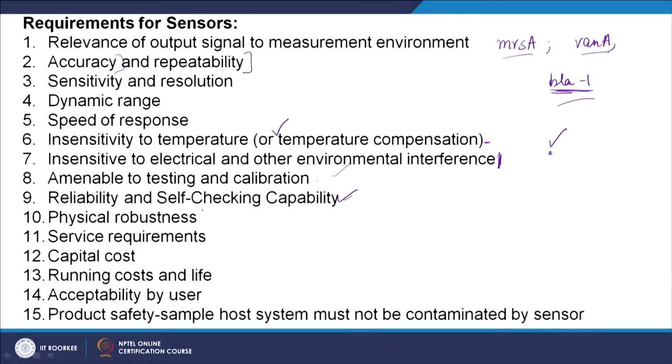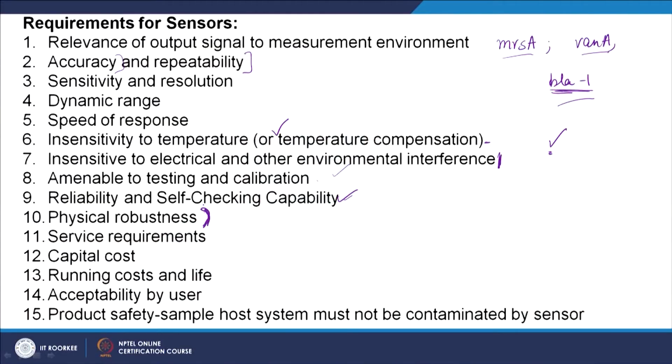Next is physical robustness. Again, as I was mentioning earlier, our target perhaps now is not to have sophisticated giant sensors that sit in the labs, national laboratories, regional laboratories, but we want sensors that we can actually carry in the field, carry in the villages and get the data. For that, it is very important that the sensor should have physical robustness.